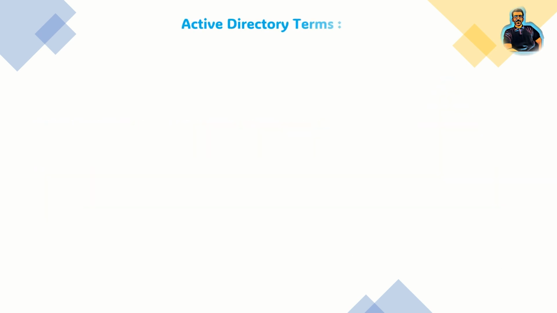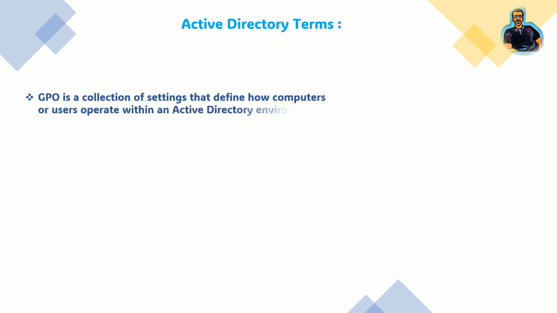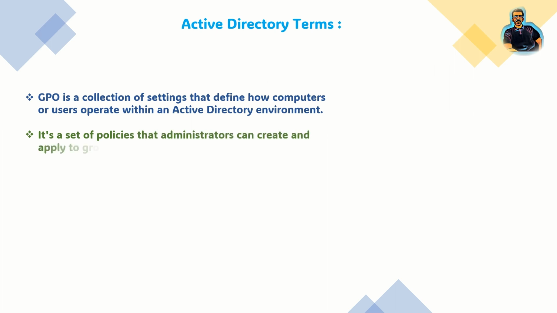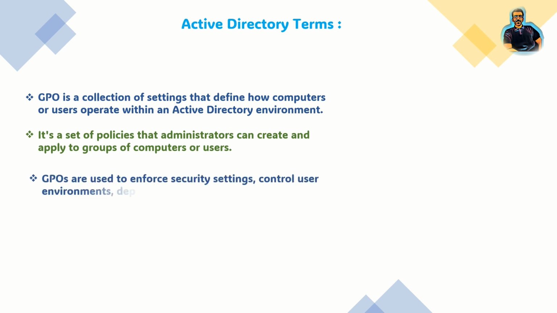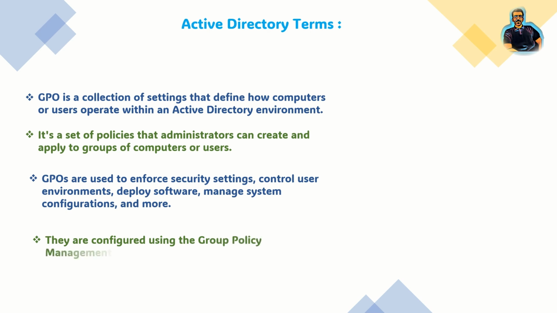Now it's time to check the group policy. Group Policy Object, or GPO, is a collection of settings that define how computers or users operate within an Active Directory environment. It's a set of policies that administrators can create and apply to groups of computers or users. GPOs are used to enforce security settings, control user environments, deploy software, manage system configurations, and more. They are configured using the Group Policy Management Console and are linked to sites, domains, or organizational units within Active Directory.